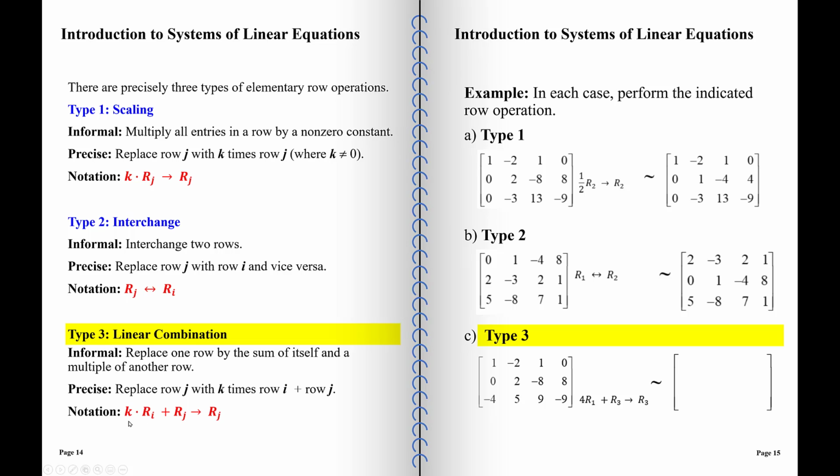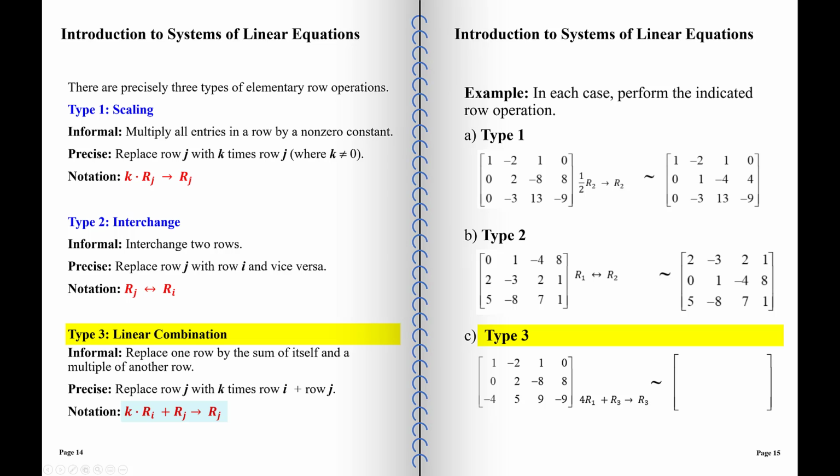So in this example, take a number like 4. We'll multiply 4 times row 1. We're going to add that to row 3, for example. Now notice row 3, or row J here, is the row that we're not scaling, and you add that to row J. So here in the example, it'll be 4 times row 1 plus row 3. Put that result back into row 3. Okay, and we see that here. So we have 4 row 1 plus row 3, put the result into row 3.